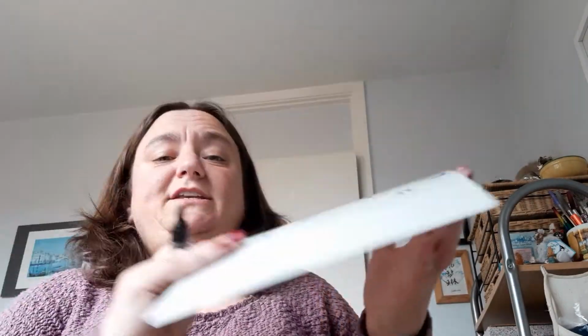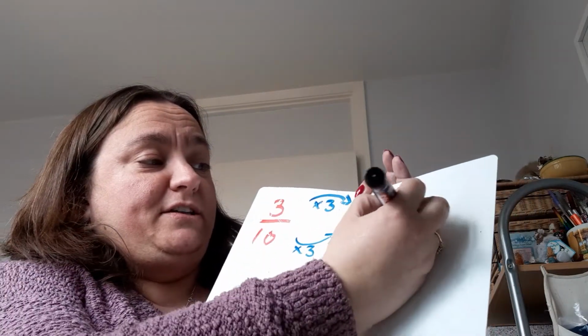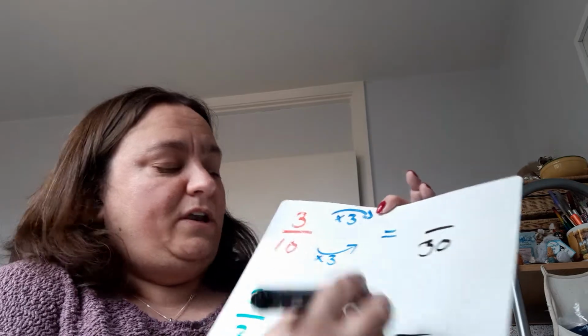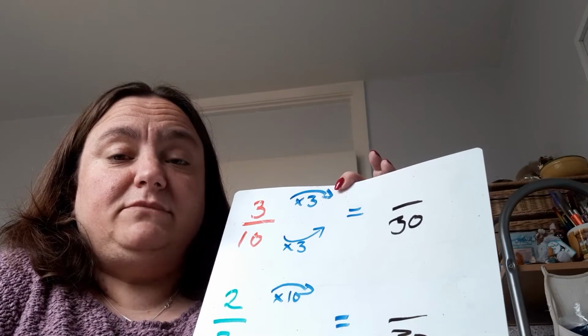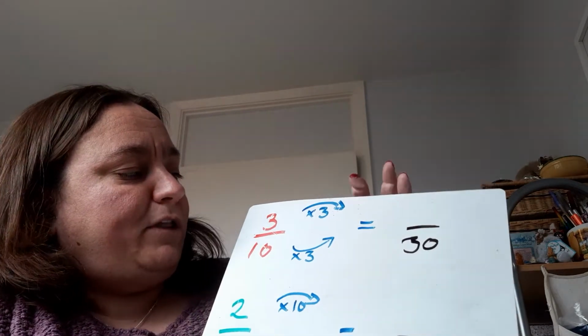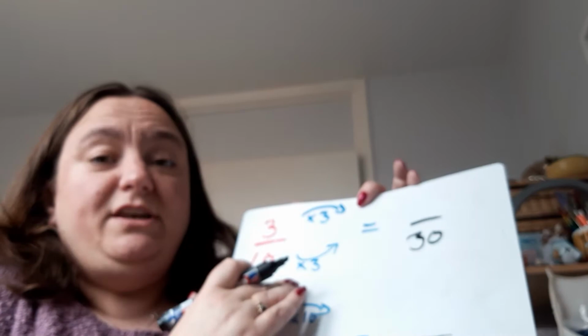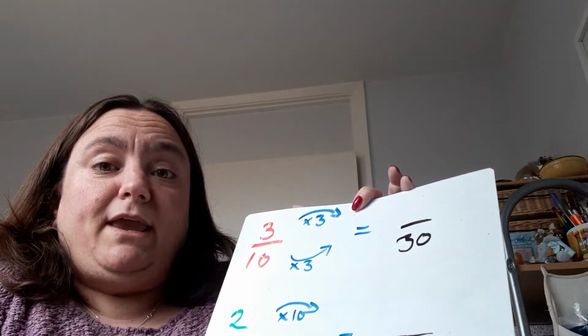Now I have decided to change them both into 30ths, because I know that both 10 and 3 are factors of 30. So I can use that knowledge to help me find my 30ths. Now to get from tenths to 30ths, I need to multiply by 3.